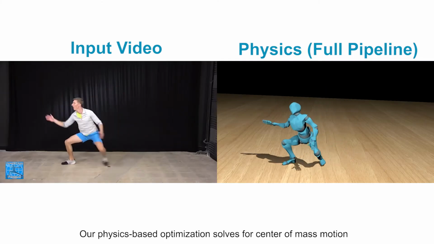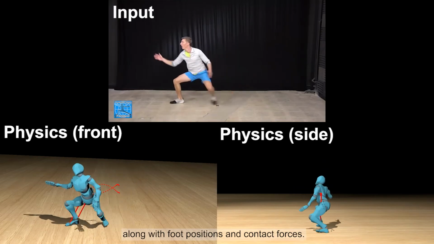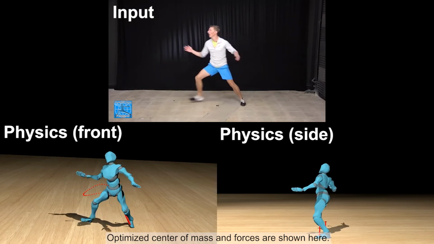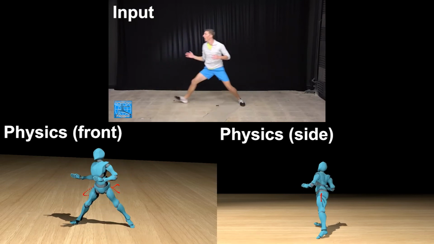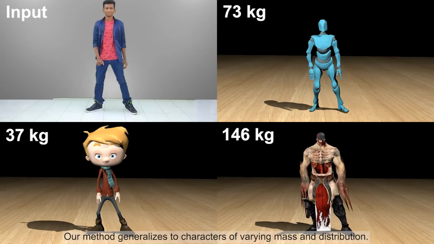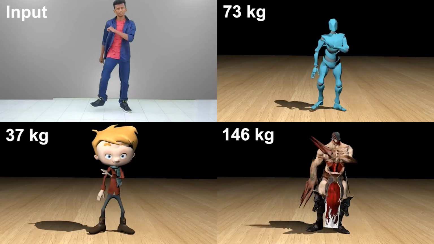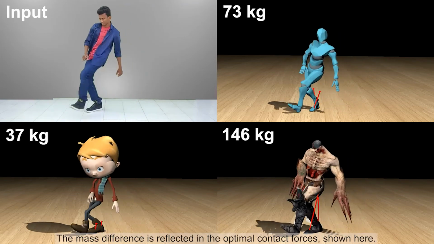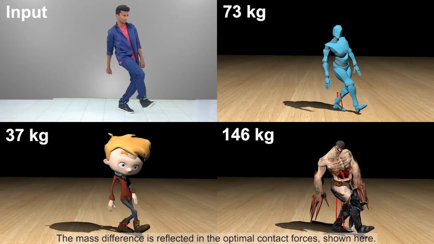Our physics-based optimization solves for center of mass motion, along with foot positions and contact forces. Optimized center of mass and forces are shown here. Our method generalizes to characters of varying mass and distribution. The mass difference is reflected in the optimal contact forces shown here.